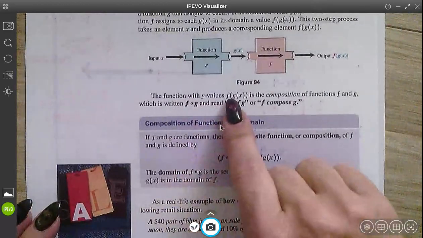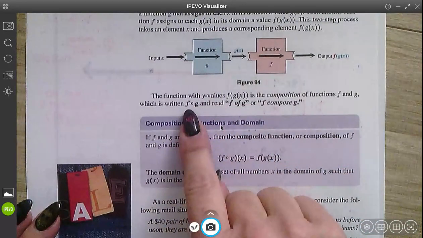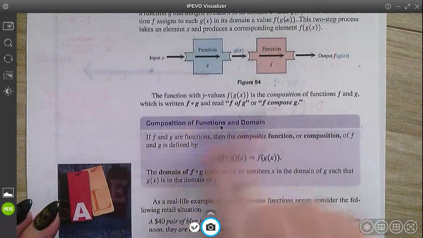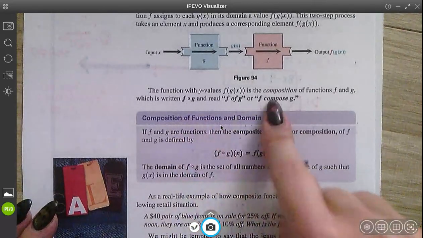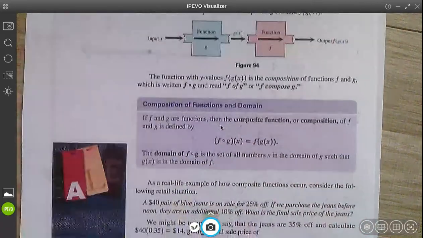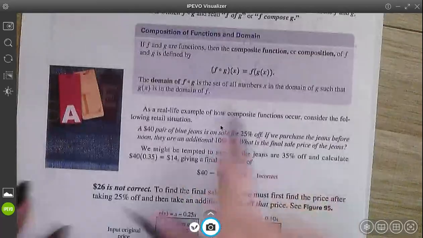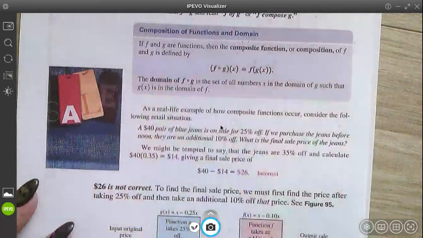We read this f of g of x, or f circle g is another way to write it. I tend to say f circle g or f of g. I almost never say f compose g, but that's the correct way to say it. The domain, I will talk about that on the other page. Don't worry about that right now.